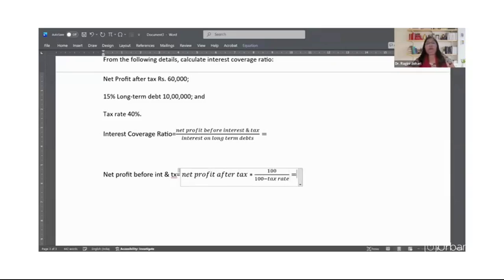So net profit after tax is 60,000 multiplied by 100 upon, the tax rate is 40, 100 minus 40 is 60. We do this calculation to arrive at the figure which is net profit before tax. Now this figure comes to 1 lakh.